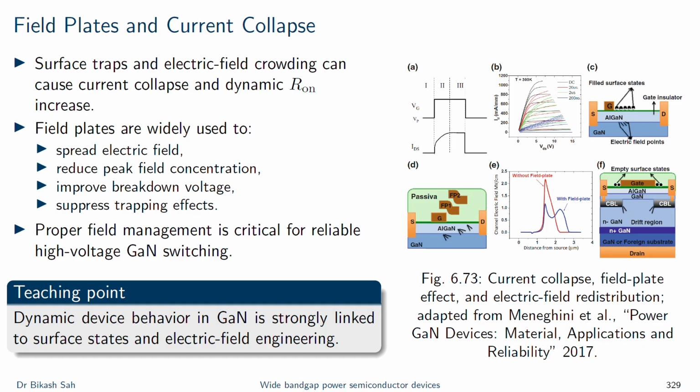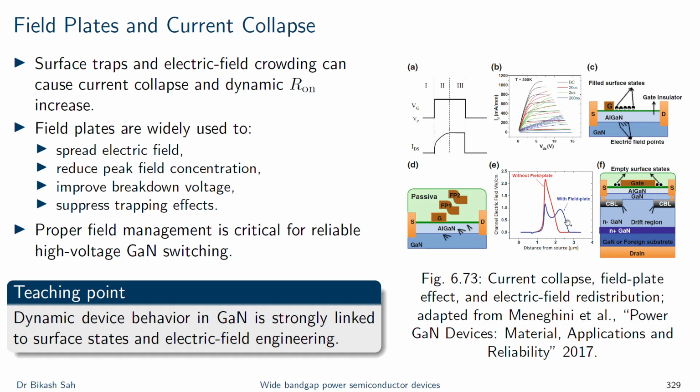Field plates can be used to, in a way, reshape the electric field, right? They split the electric field and reduce the peak field near the gate or drain, and once we have that, we are able to suppress the trapping effect and improve the breakdown voltage. This is what you see also in this diagram.